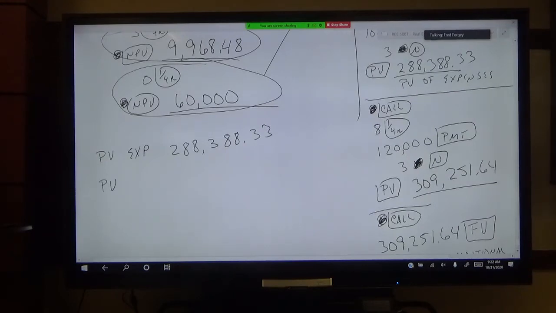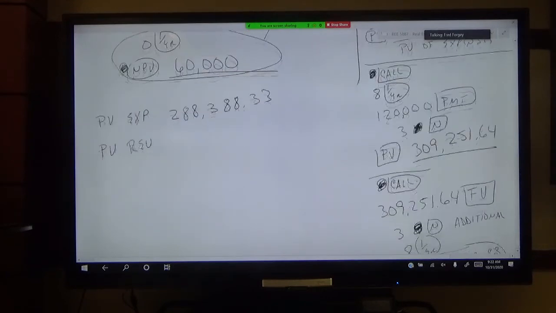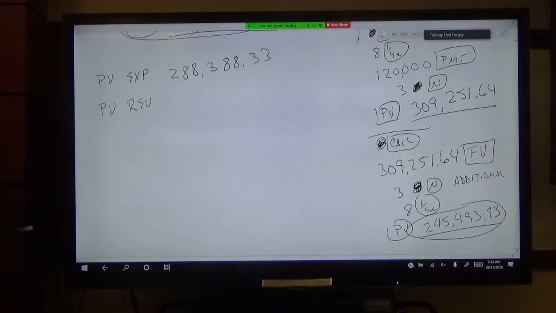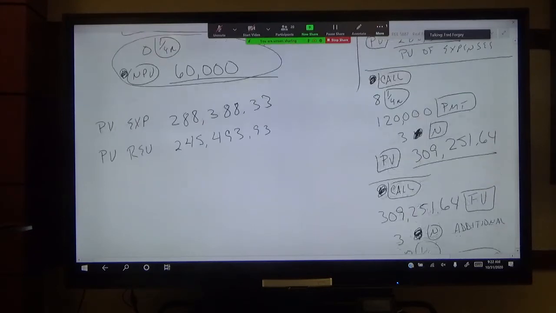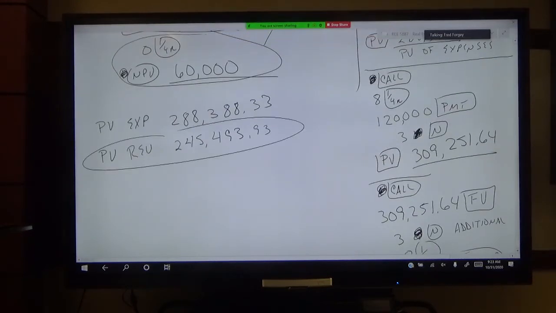The present value of our revenues, in this case, is 245,493. No, that's the final. I thought it was 309,250. No. This is the adjusted. So, in other words, this is the revenue that we're receiving. These are the expenses that we've had. So, in other words, we've actually got a loss.